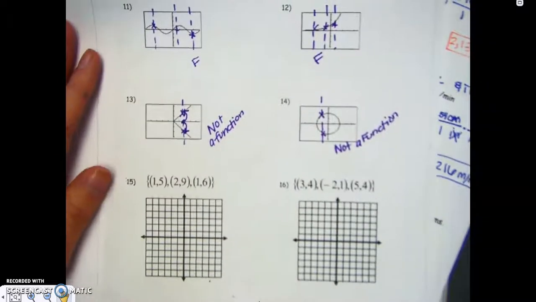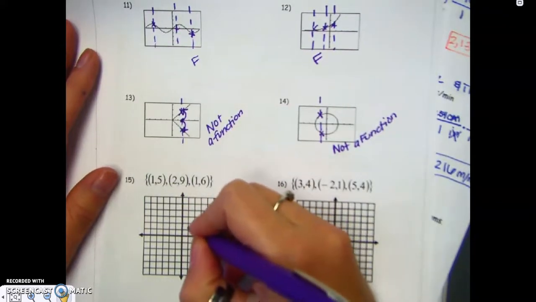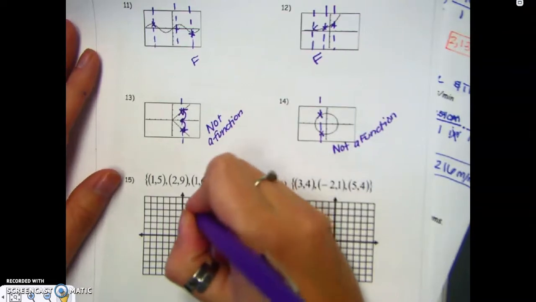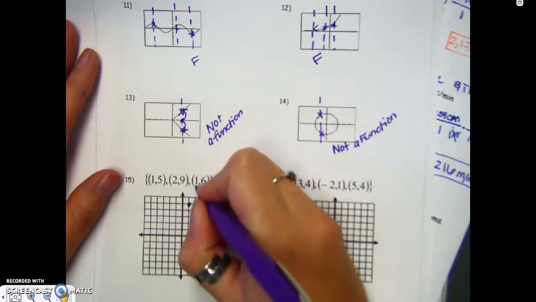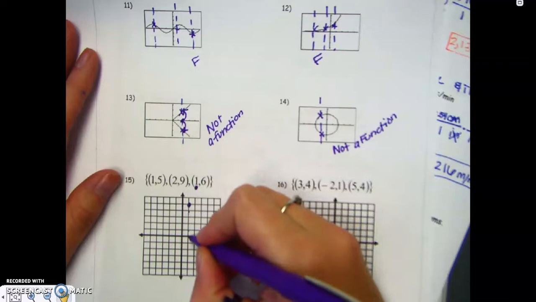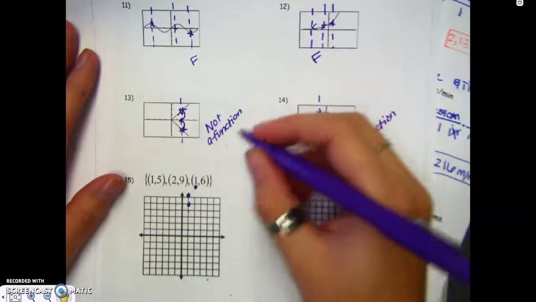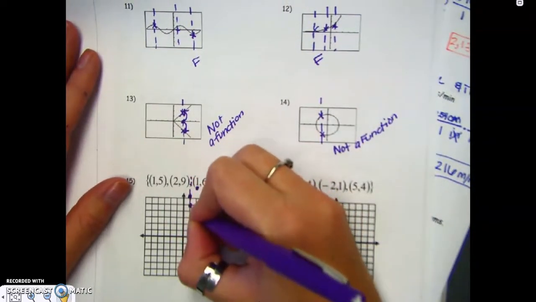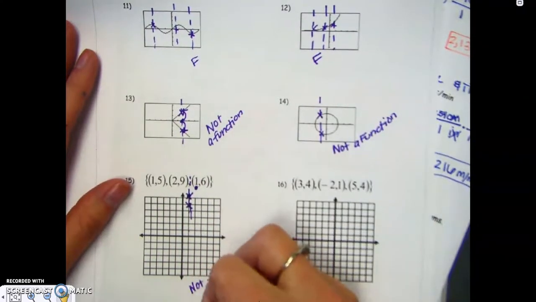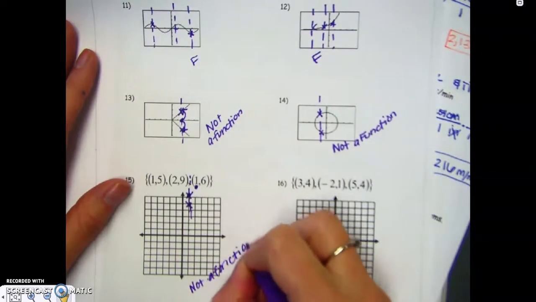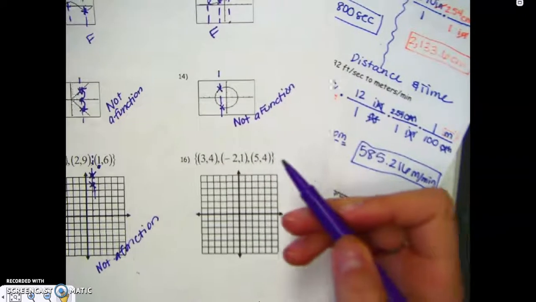All right, so then you might have relations like this, and it might help you to also plot these. So I can plot 1, 5, which is here. I can plot 2, 9, which would be up here. And I would plot 1, 6, which would be here. And if I wanted to see if this was a function, I might draw a vertical line. If I draw my vertical line right here, notice it hits in 2 spots, which is telling me this is not a function. And you can tell that even just from looking at the coordinate points because 1 goes to 5 and 1 goes to 6. So 1 has 2 outputs.